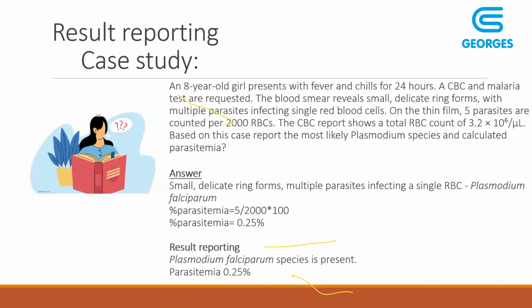So percentage parasitemia, you need to take the 5 number of RBCs count, parasitized RBCs over the total number of RBCs counted, that is 2,000, to get percentage parasitemia as 0.25%. And then when you are reporting, you need to report both the species and you need to give the parasite density. This one helps in patient management.